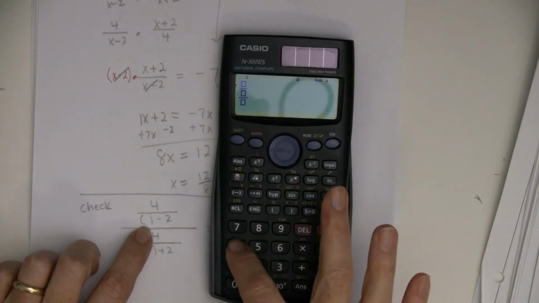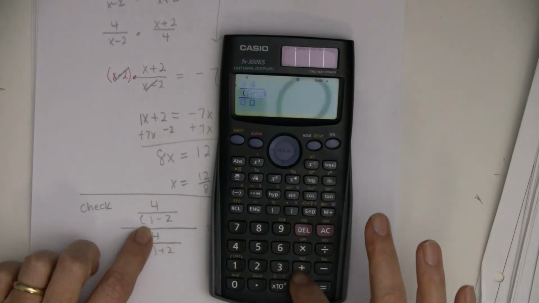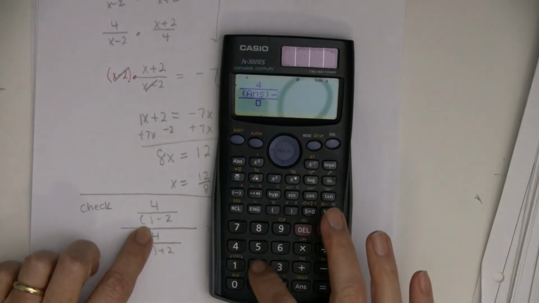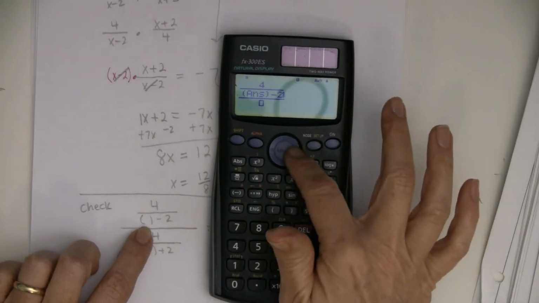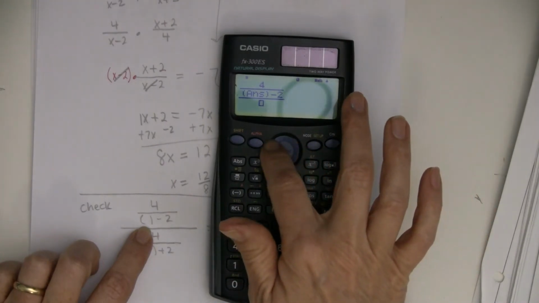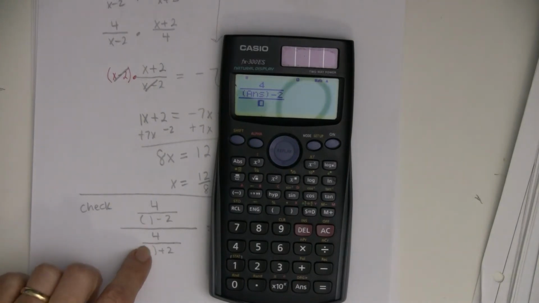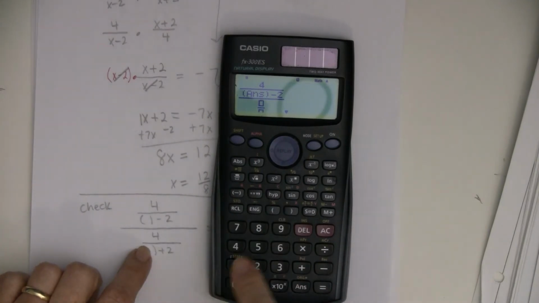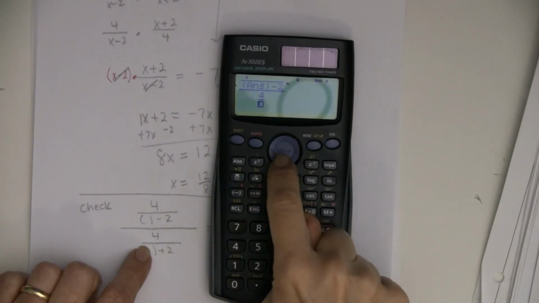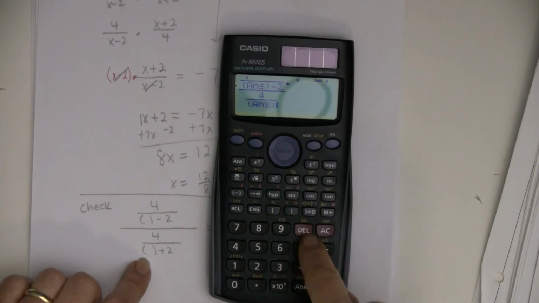So I'm going to put it there. So 4, and then I'm going to go downstairs, and I'm going to hit the answer, and I'm going to subtract 2. Then I want to go down here. Oh, I was there. There I am. So my cursor is now in the denominator, and in the denominator I want a fraction. So I'm going to hit the fraction key, and I want 4, and then I'm going to go downstairs, and I want to put in the answer plus 2.